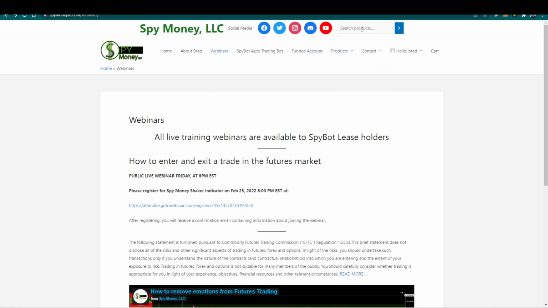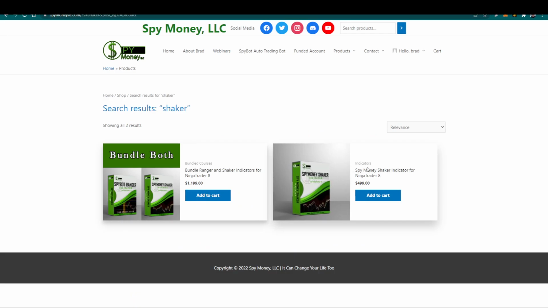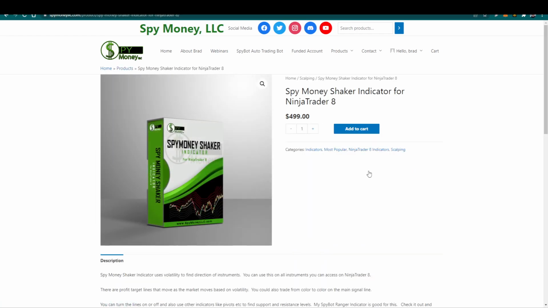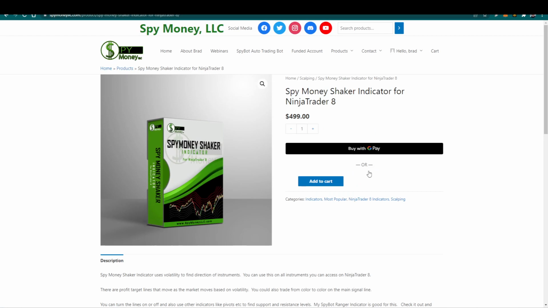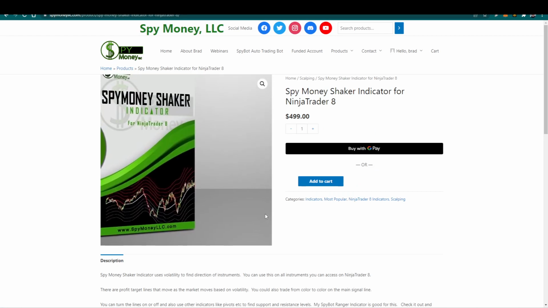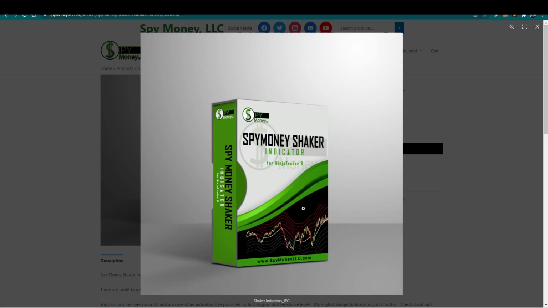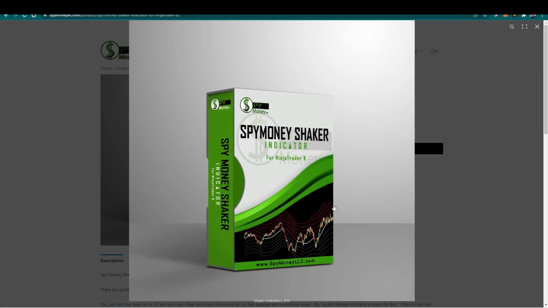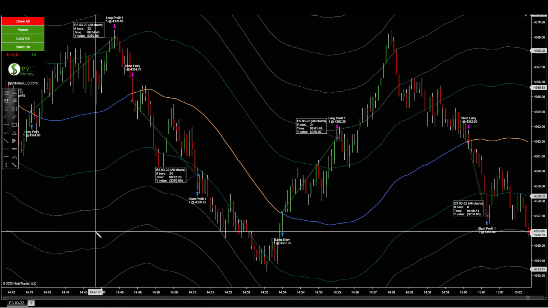What we're going to be talking about is the Shaker. So if I come in here, look at the Shaker, and right here it is. This is the big guy right here. It works on volatility. It's not your typical indicator like a moving average or anything like that. This one is straight volatility. It does a really good job, and it's got profit targets on it. So let's talk about the profit targets and how it works.